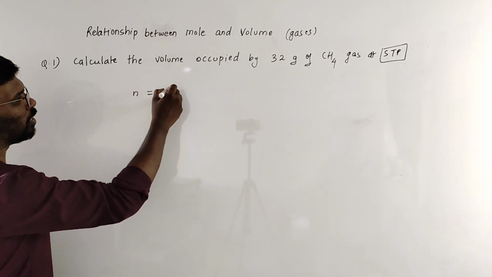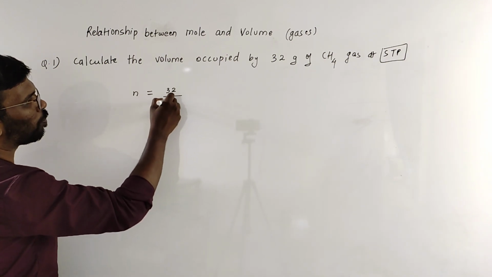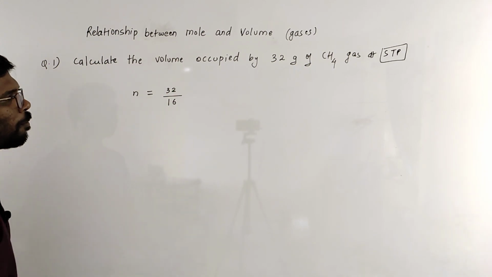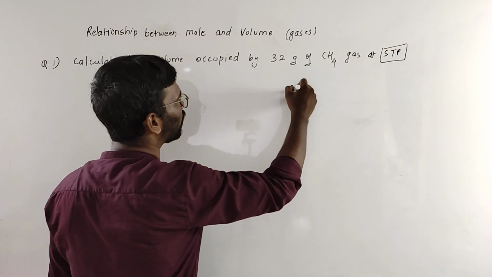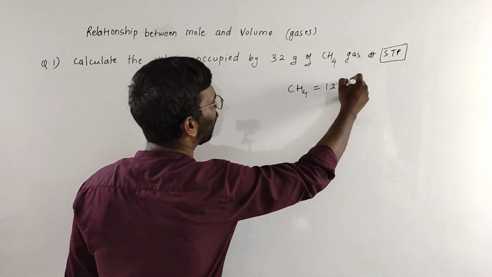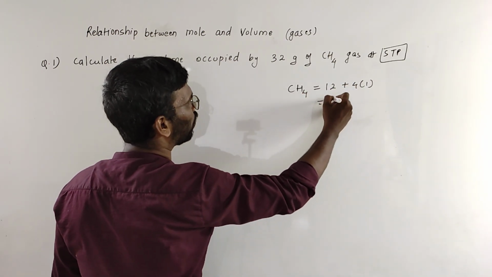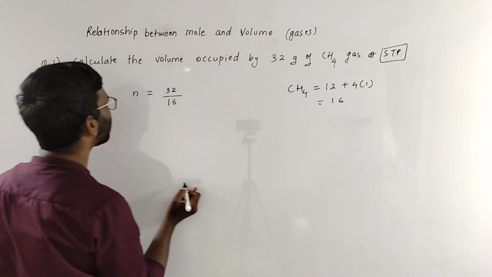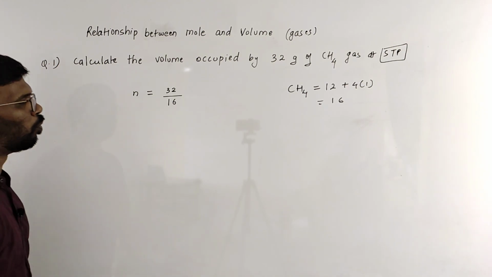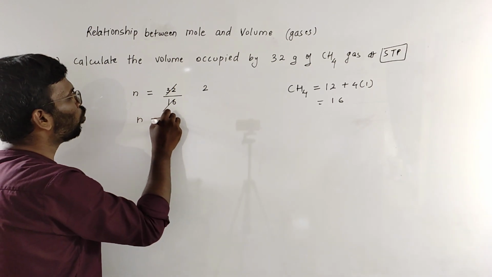By the standard formula, it is the weight taken, that is 32 gram, divided by the molar mass. The molar mass of methane is 16. Carbon is equal to 12 and there are 4 hydrogens, each with atomic mass 1, so it is coming to 16. So the number of moles is 32, the weight taken, divided by 16, the molar mass. This cancels and I find that there are 2 moles of methane gas present.